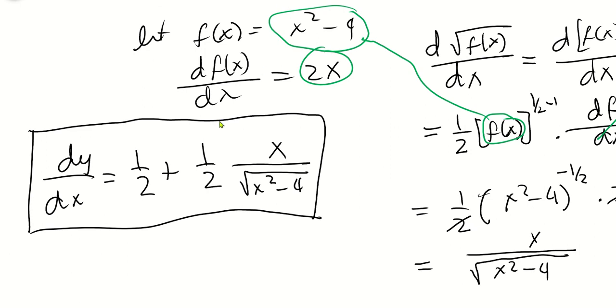Okay, so that's the derivative of some algebraic function. So the next part of this chapter, we still have 2 topics. We have higher order derivatives and also implicit differentiation.